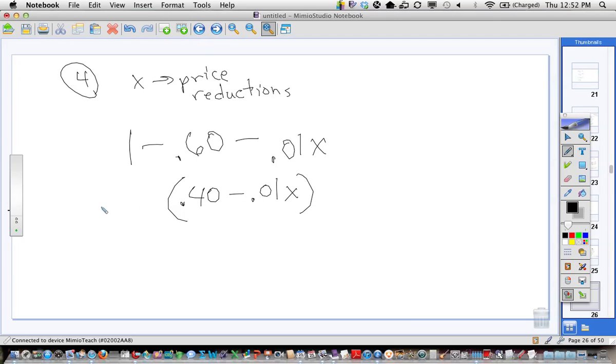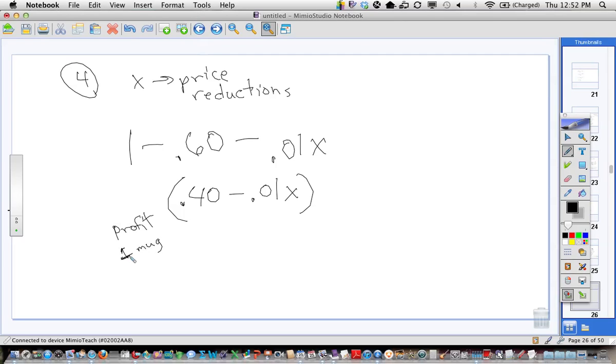So that's one mug. That's my profit on one mug. Right? Everybody okay with that? So if I don't have any price reductions, I'm going to make 40 cents. If I have one price reduction, I'll make 39 cents. If I have two price reductions, I'll make 38 cents, right? Okay, so that's going to be my profit on one mug.